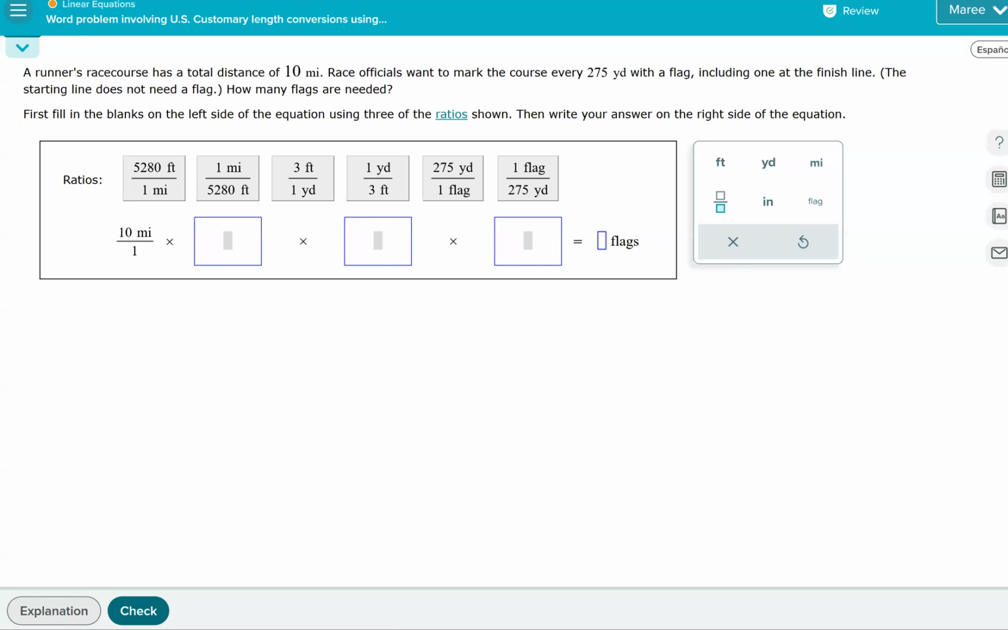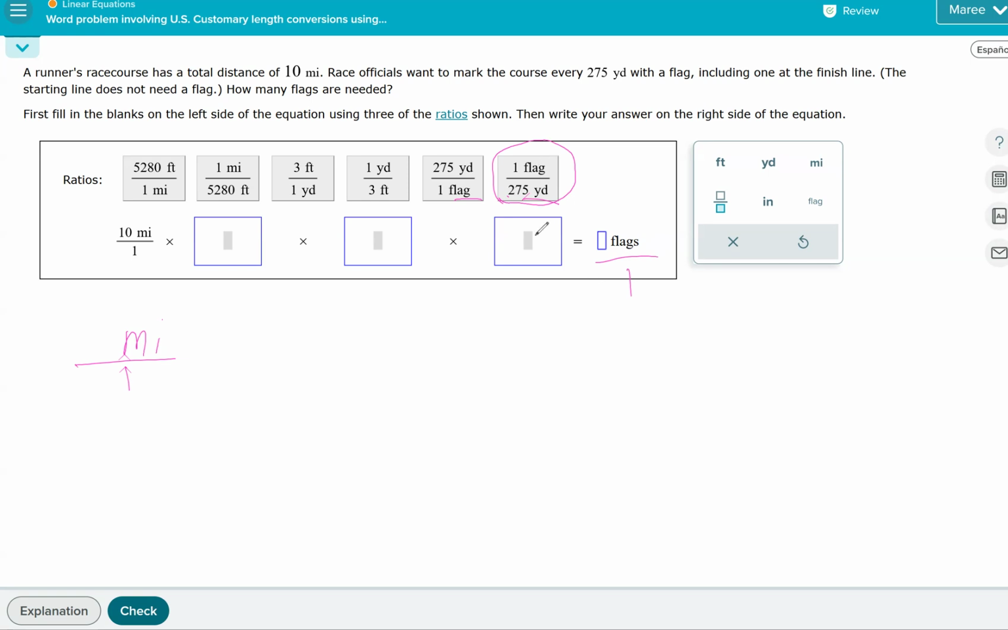We have here miles per one, which is just miles. That's the only dimension we're looking at. So we need to get miles all the way to where we want flags. And if you look here, flags go with yards. So this will be the last one we're going to use because flags needs to be in the numerator. It's like flags over one. So that'll be the last one that we're going to put in.